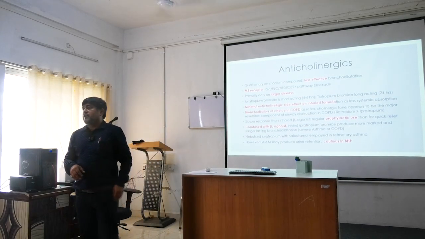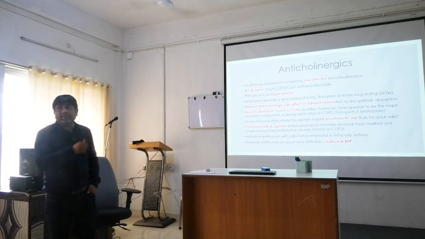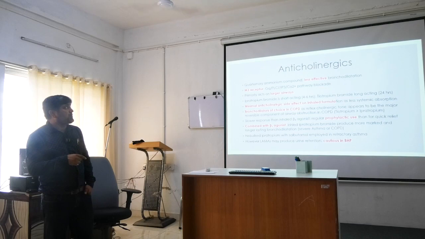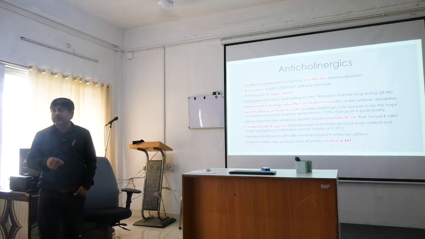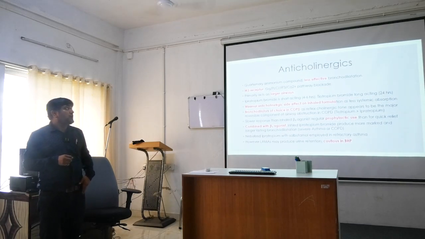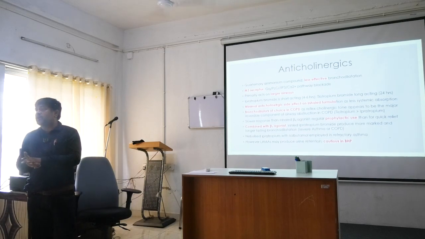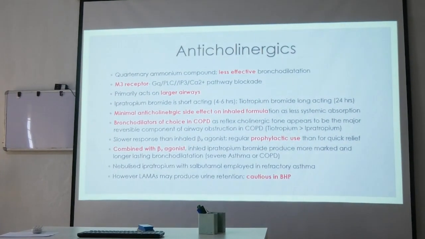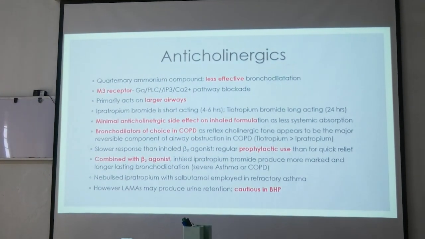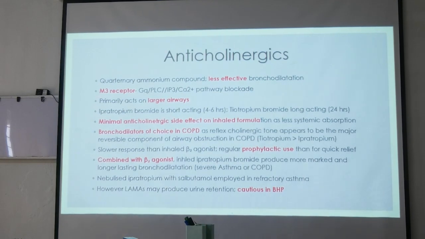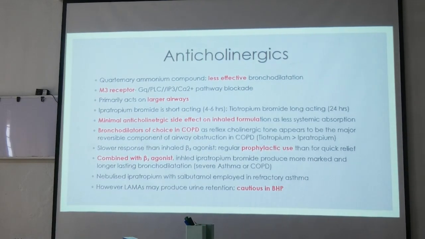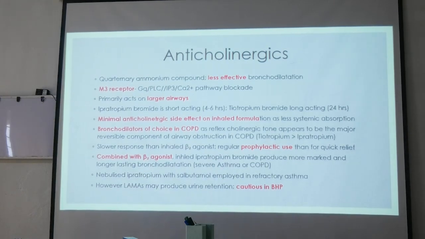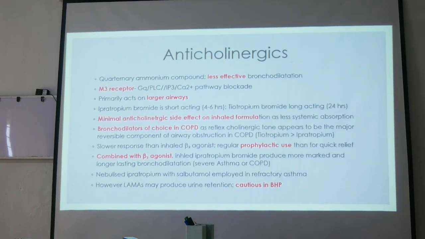Anticholinergics act on the M3 receptor, antagonizing the M3 receptor, Gq, phospholipase C, IP3, calcium pathway blockade. Thus they cause bronchodilation. They are less effective bronchodilators than beta 2 agonists. They primarily act on the larger airways or upper airways, and beta 2 agonists primarily act on the smaller airways. Ipratropium bromide is short acting, 4 to 6 hours, while tiotropium is long acting, 24 hours.